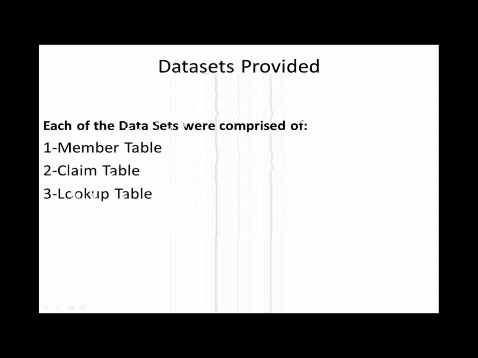Our objectives are: first, to explore and analyze the heritage health price data; second, to develop a predictive model that can identify patients who will be admitted to hospital within the next year using historic claim data. Our first task is to analyze heritage health price data. The raw data sets we have were comprised of: first, member table; second, claim table; third, lookup table.